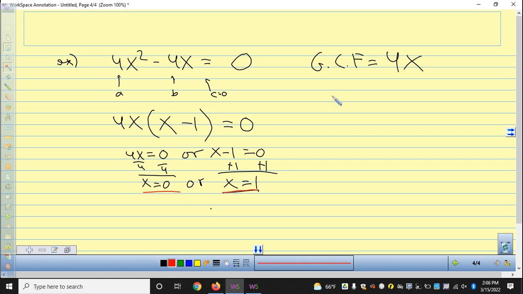Now we should always look for a greatest common factor, but when c equals 0, we have to solve this by finding the greatest common factor. We have to factor this by finding the greatest common factor when c is 0. All right, questions there?